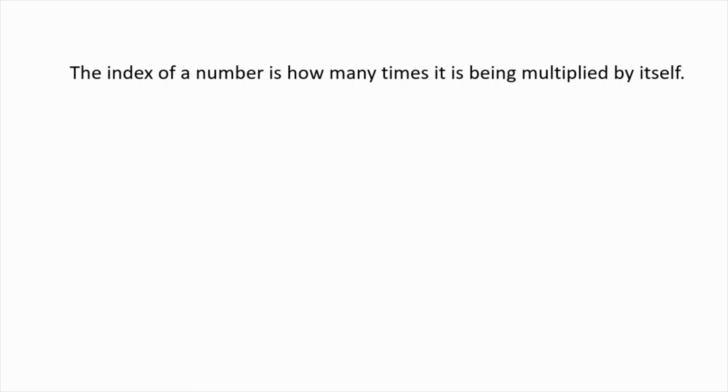In this video, we're going to look at the index of a number. So what do we mean by index of a number? Well, the index of a number is how many times it is being multiplied by itself. So in the case of, say, 5 squared, that is 5 multiplied by 5. So 5 multiplied by itself 2 times. We work that out, it's 25.